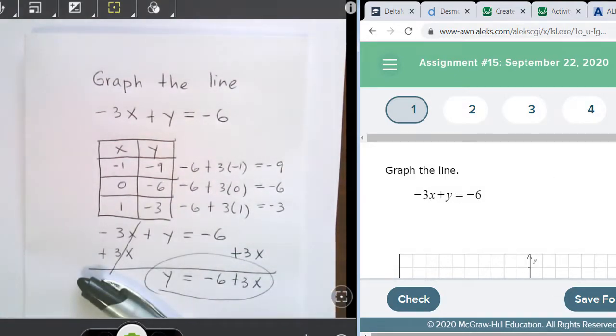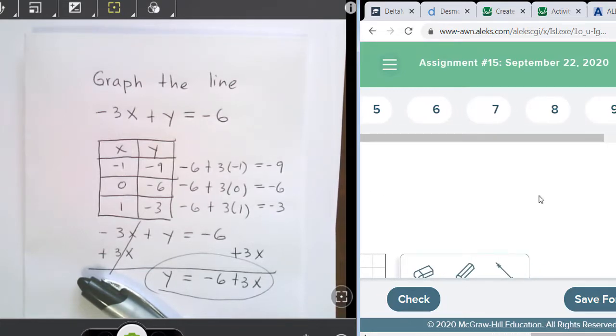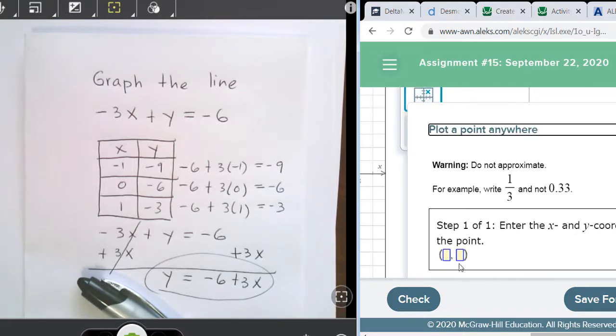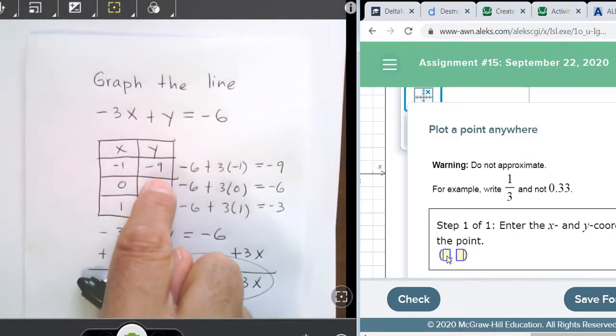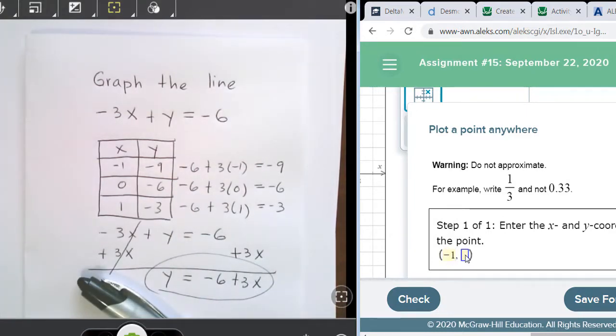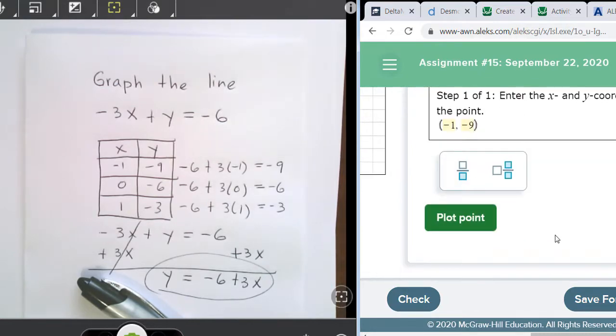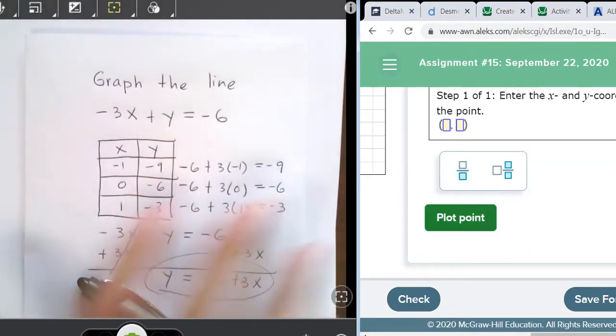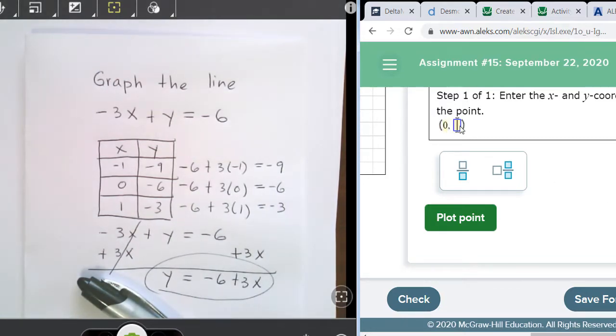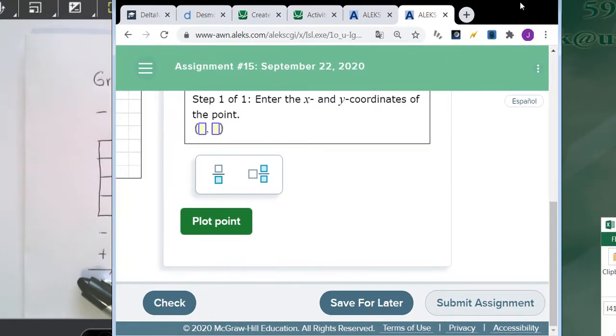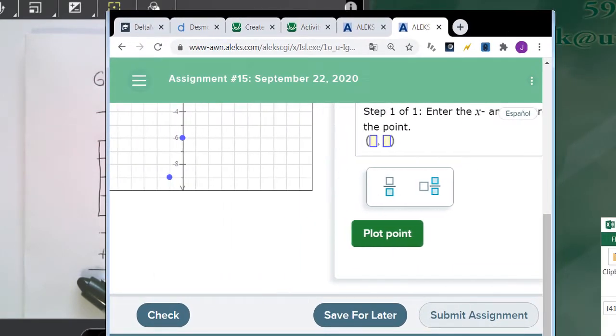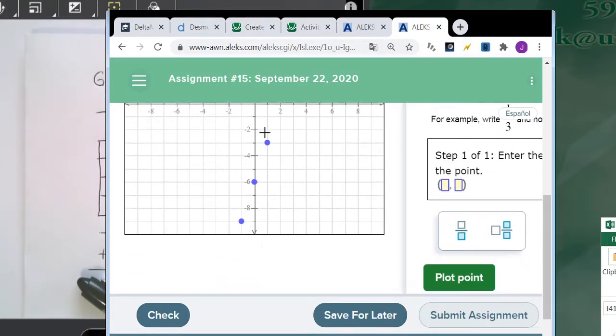Then we go to our software and we plot those points. So we click here, and the first one is -1 and -9, and then we plot it. The next one is 0 and -6. And the last one is 1 and -3. Now I will look at how they look in the graph. So I see that they are aligned.